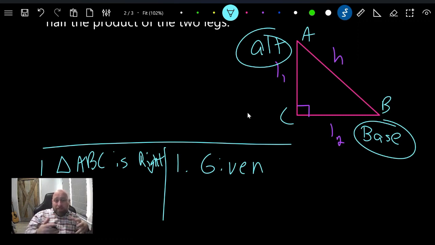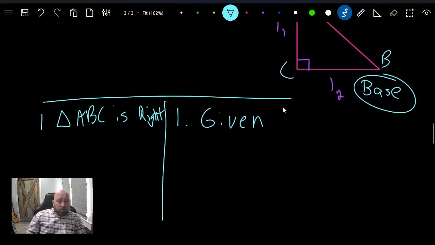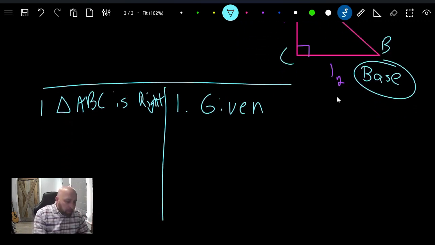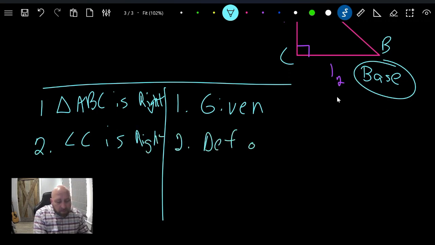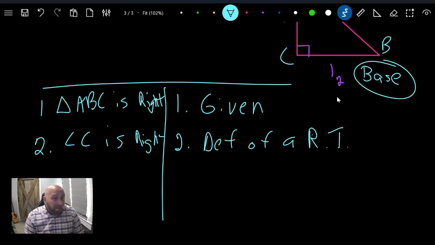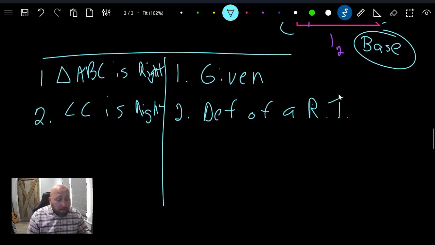What makes this a right triangle? What are some things that we know of in the right triangle? I mean, we know that angle C is right. And that would be like the definition of a right triangle. Okay? We know that angle C is a right angle. So we could just say that.